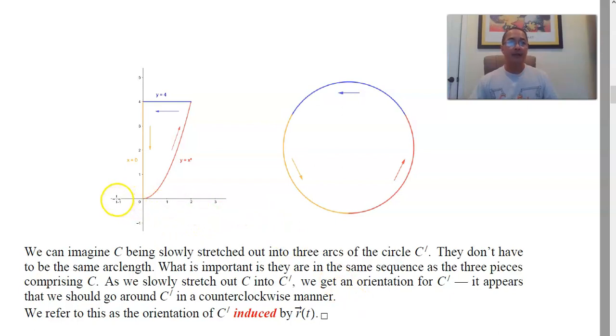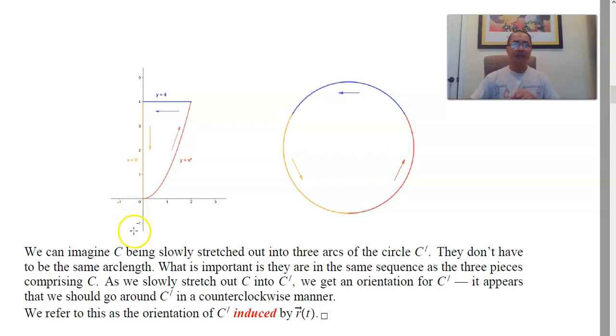Here is a parabola, y equals x squared, and we're only going from the origin to (2, 4). Follow it by the line segment from (2, 4) to (0, 4), and then follow it by the line segment from (0, 4) back to (0, 0). Each segment is smooth, and you start and end at the same point, so you are closed, and you don't go through the same point twice. The corners, you only go through them once.